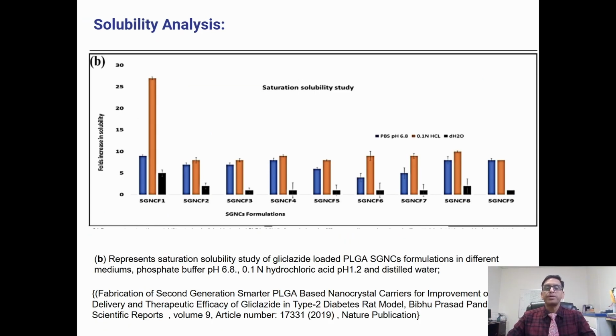Here we have a paper showing how the drug substance behaves under different conditions. The example is a saturation solubility study of a glycoside-loaded PLGA formulation in different media, like phosphate buffer pH 6.8, 0.1 N hydrochloric acid pH 1.2, and distilled water. It depends on the nature of the drug substance, and higher solubility is achieved in different solvent systems.